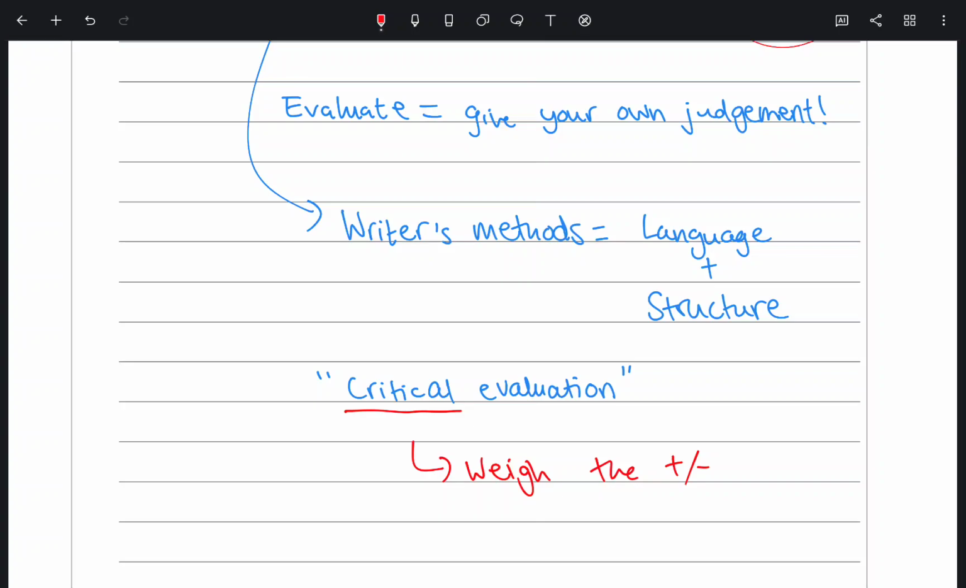Now, how does the writer use different types of methods, language and structure? You need to support your evaluation with the different ways the writer uses language and also structure.